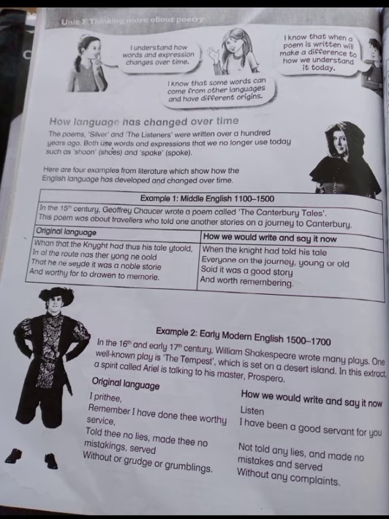Now, let's look at the first one. "Whan that the knyght had thus his tale ytoold." That is the original language. That's Middle English. Now let's look at how we would write and say it now: "When the knight had told his tale." That's how we say it now.